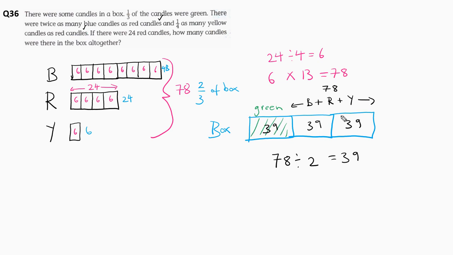So now this is the whole box. We can hopefully answer the question. What's the question? How many candles were there in the box altogether? This is the whole box, so that is going to be 39 times 3. And 39 times 3 equals 117 candles.